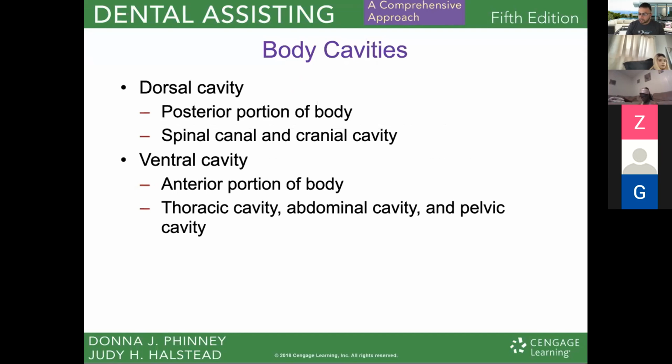The anterior portion of the body, or the front part of the body, is called the ventral cavity. That contains three major parts. We have the thoracic cavity, the abdominal cavity, and the pelvic cavity. So the thoracic cavity is referred to as the chest cavity and holds the lungs and the heart, along with other accessory organs. The abdominal cavity is divided into an upper section, which is the digestive tract and the supporting organs. And the lower section is called the pelvic cavity. The pelvic cavity contains the urinary bladder, the rectum, and reproductive organs.